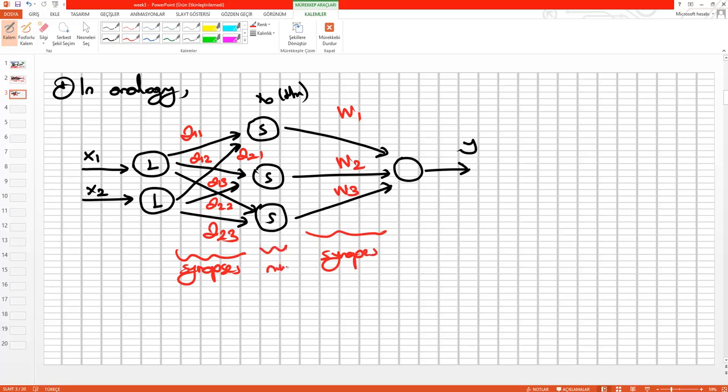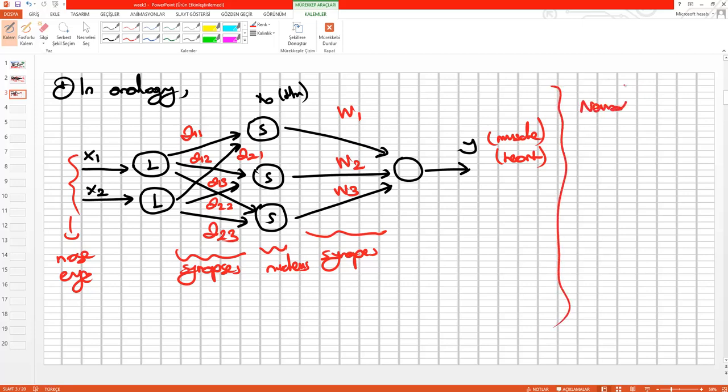This one is the nucleus. This one is the nose or the eye. This one is the muscle, or activation function for the heart. This structure is called the standard neural network, or the multi-layer perceptron.